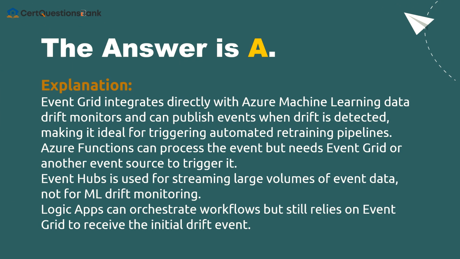The answer is A. Event Grid integrates directly with Azure Machine Learning data drift monitors and can publish events when drift is detected, making it ideal for triggering automated retraining pipelines. Azure Functions can process the event but needs Event Grid or another event source to trigger it. Event Hubs is used for streaming large volumes of event data, not for ML drift monitoring. Logic Apps can orchestrate workflows but still relies on Event Grid to receive the initial drift event.